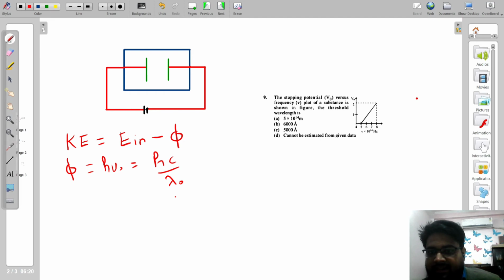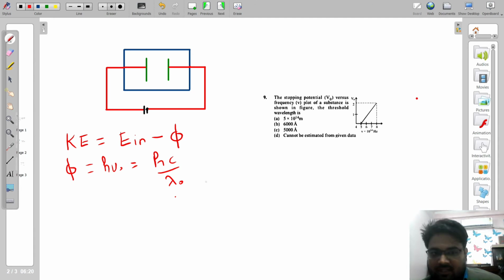Now if you see in the graph from 4 to 5 there will be no increase, and at that point the frequency is less than threshold frequency, and that is why there is no value of stopping potential to stop the flow of electron. But after 5, if you see, the value of stopping potential has increased. That means the electron has some kinetic energy and they start flowing in the circuit. So because of that we have to apply stopping potential to stop the flow of electron. So 5 is the value of threshold frequency.